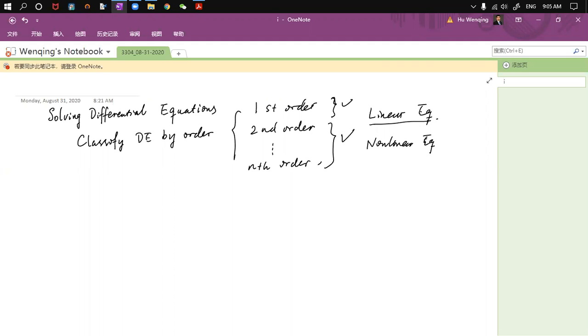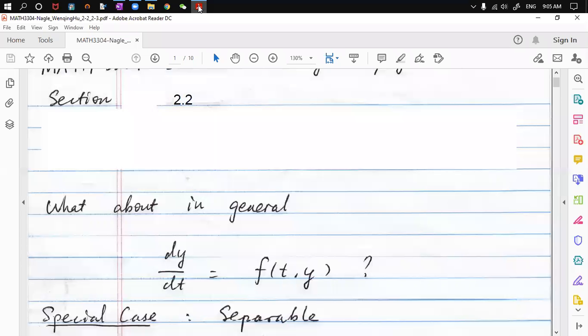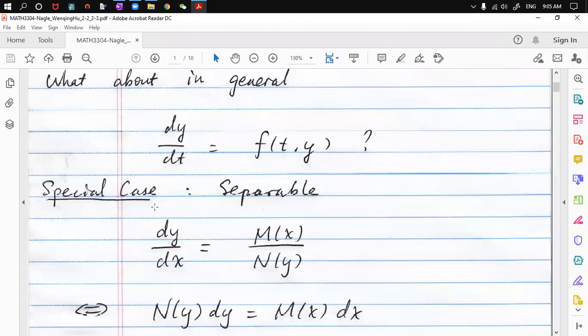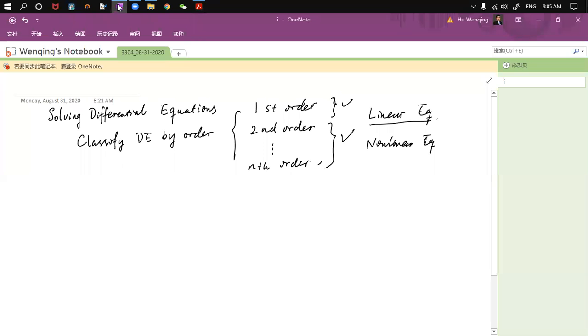So therefore, let's come back to today's lecture, which is very simple. As the plan goes, we will first be talking about first order equations. Once we've talked about first order equations, we are going to start talking about second order and higher order equations. So we'll be spending some time to talk about first order equations.